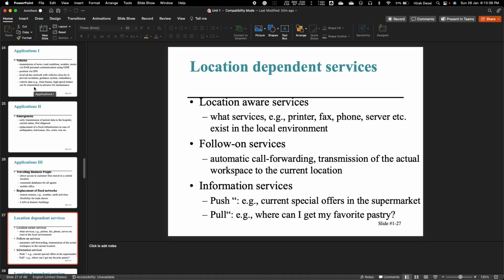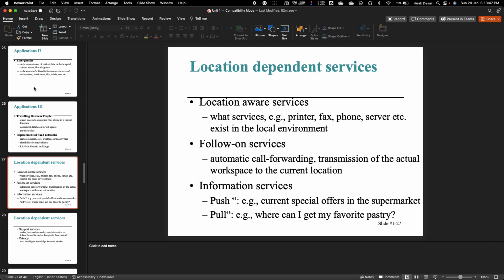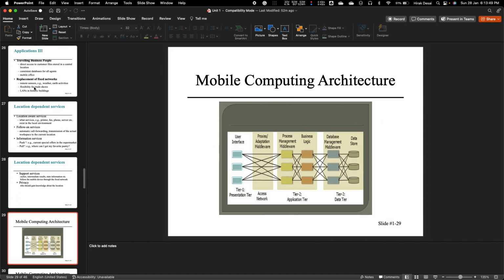Location dependent services: location, follow-on services, information push and pull. Support services include cache and privacy. Now the mobile computing architecture: once this diagram is understood, everything else is easy. There is a presentation tier where you can interact. Application tier, access network level, where proxies and adaptation middleware sit, process management middleware, business logic, database management middleware and data store.